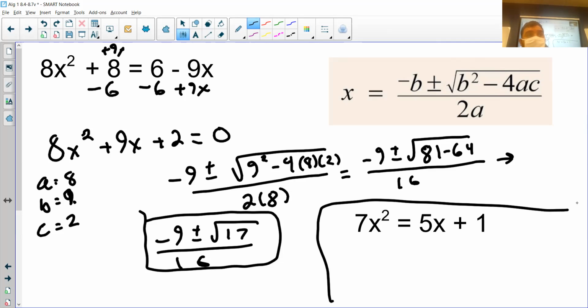I'm really writing the problem. So everyone, 7x squared equals 5x plus 1. Before you can even start, what does that have to equal? 0, good. So make sure you do that first.